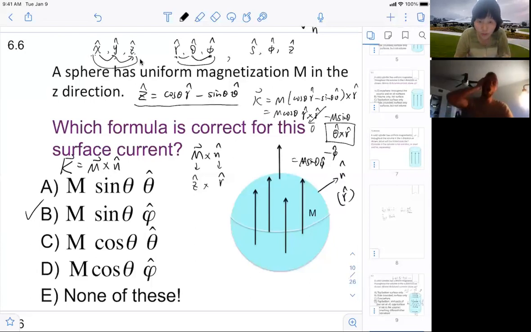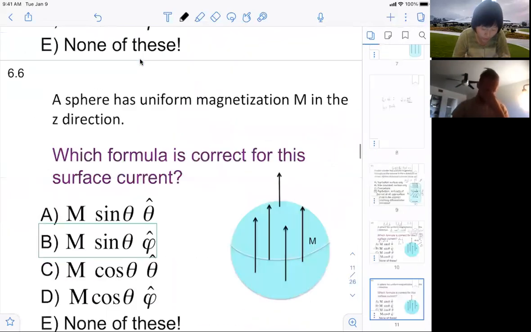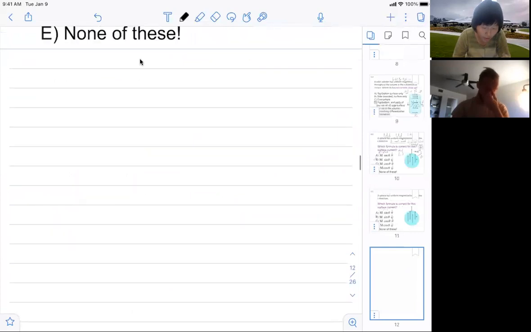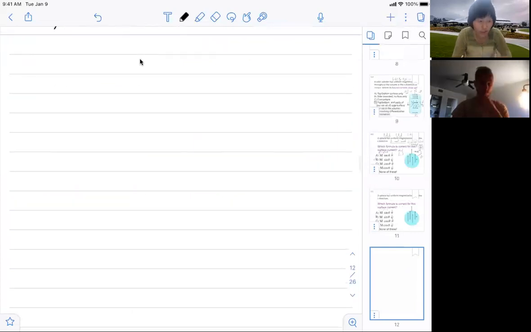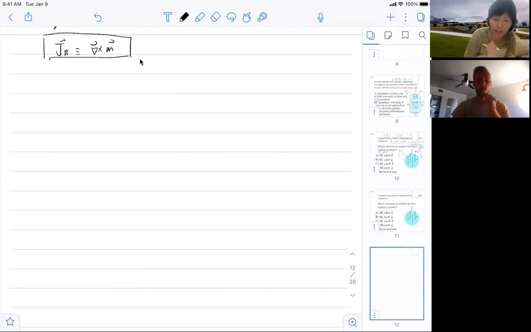So far, what we've been looking at is all bound surface current because magnetization is uniform. So what if magnetization is not uniform? Here I'm going to derive the expression for bound current. Although I already gave you J bound is curl of M, now we're going to look at why that is if M is not uniform. Then you may have a curl.